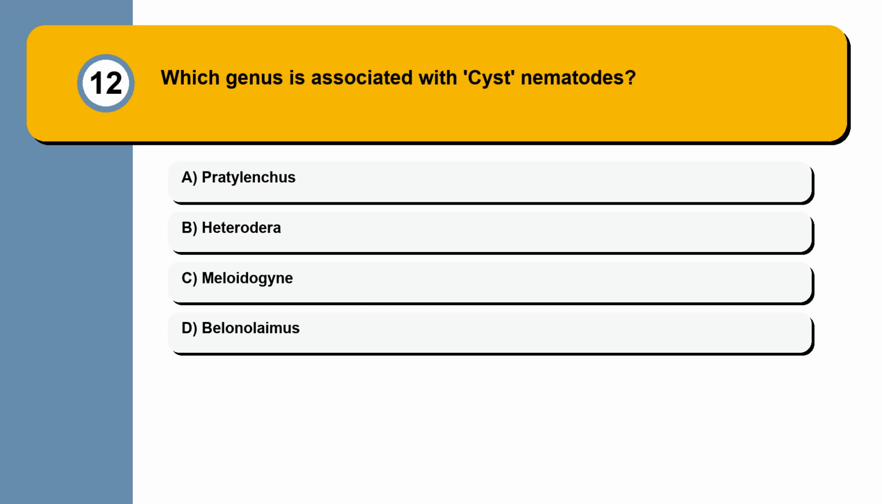Question 12. Which genus is associated with cyst nematodes? Pratylenchus, Heterodera, Meloidogyne, Belonolaimus.